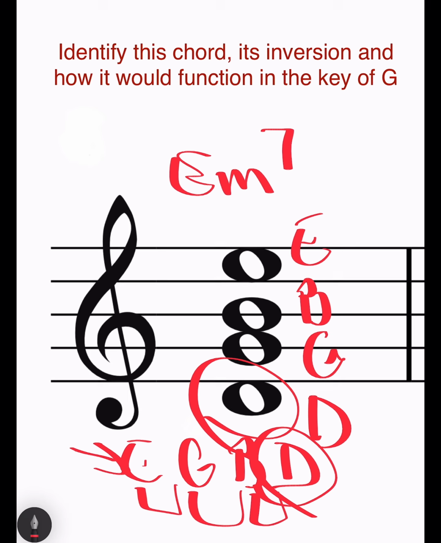If the E was in the bass, it would be in root position. If the G was in the bass, it would be in first inversion. B in the bass would be second inversion. But in this case, the seventh of the chord is in the bass, so this is third inversion, okay?